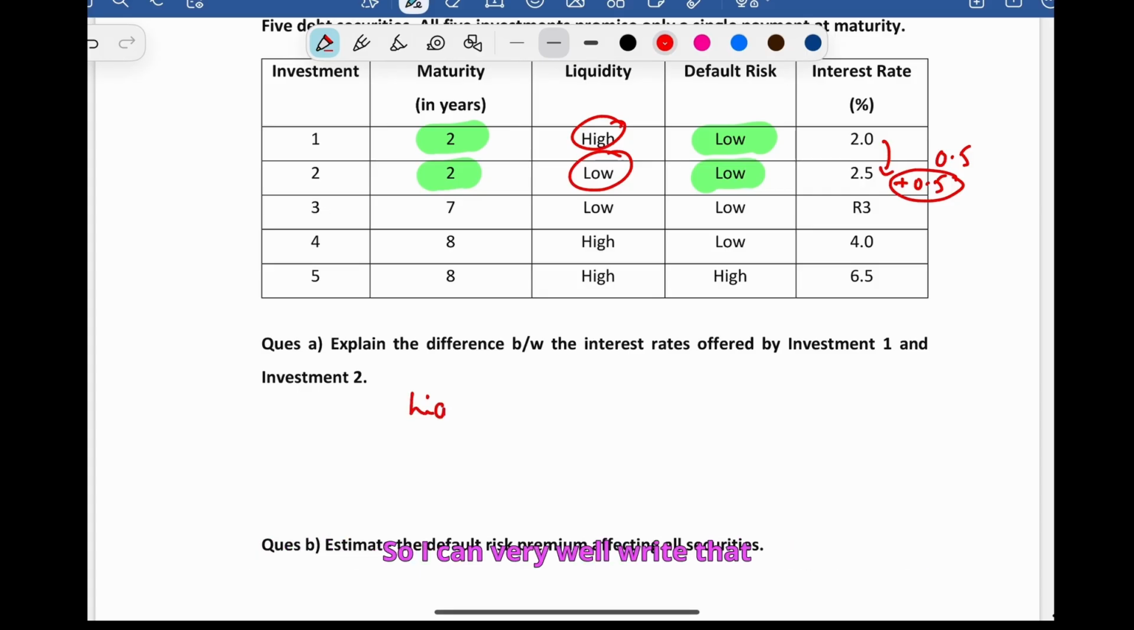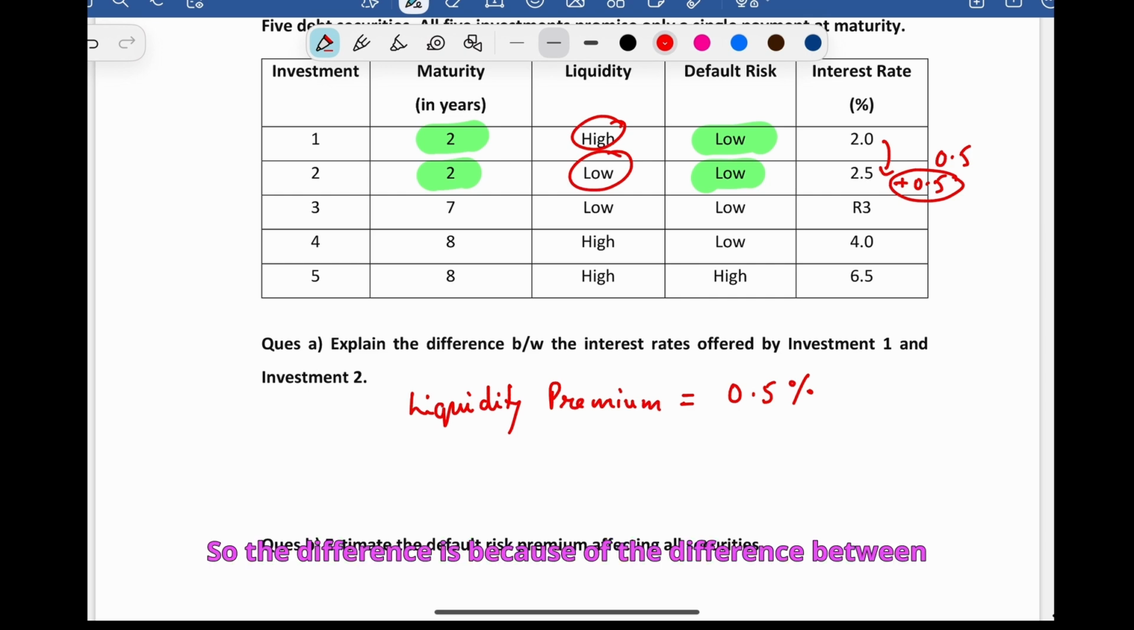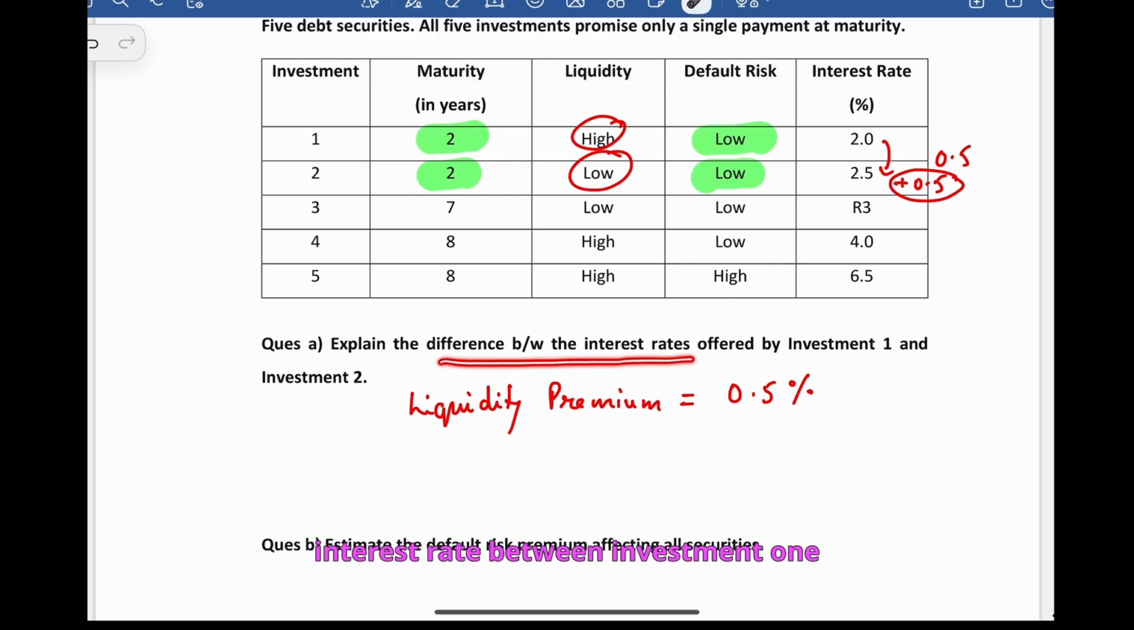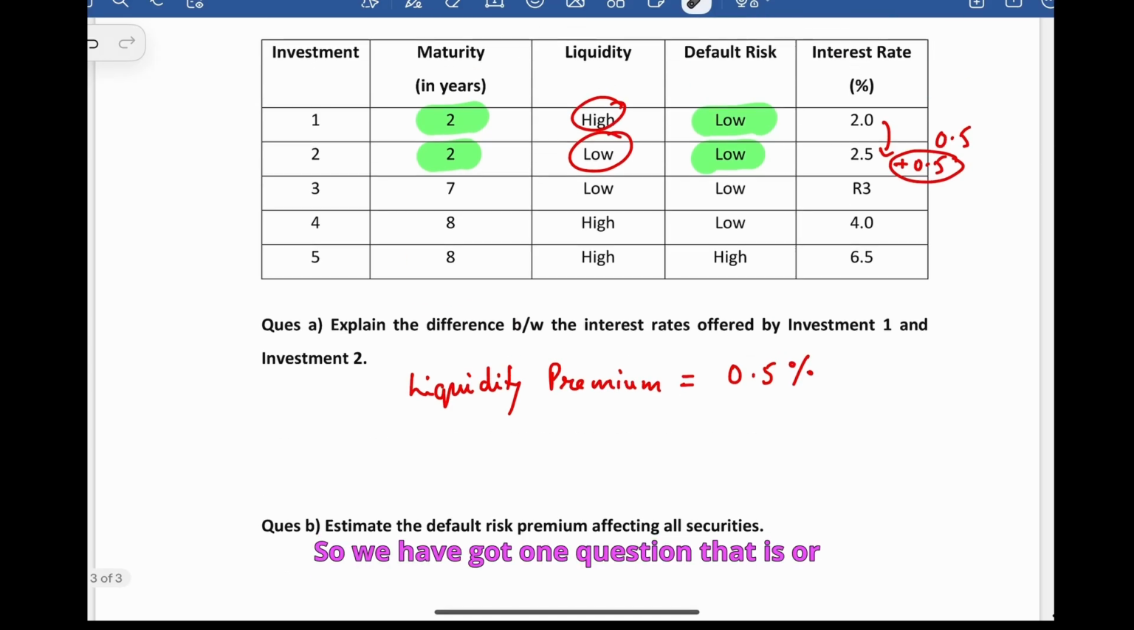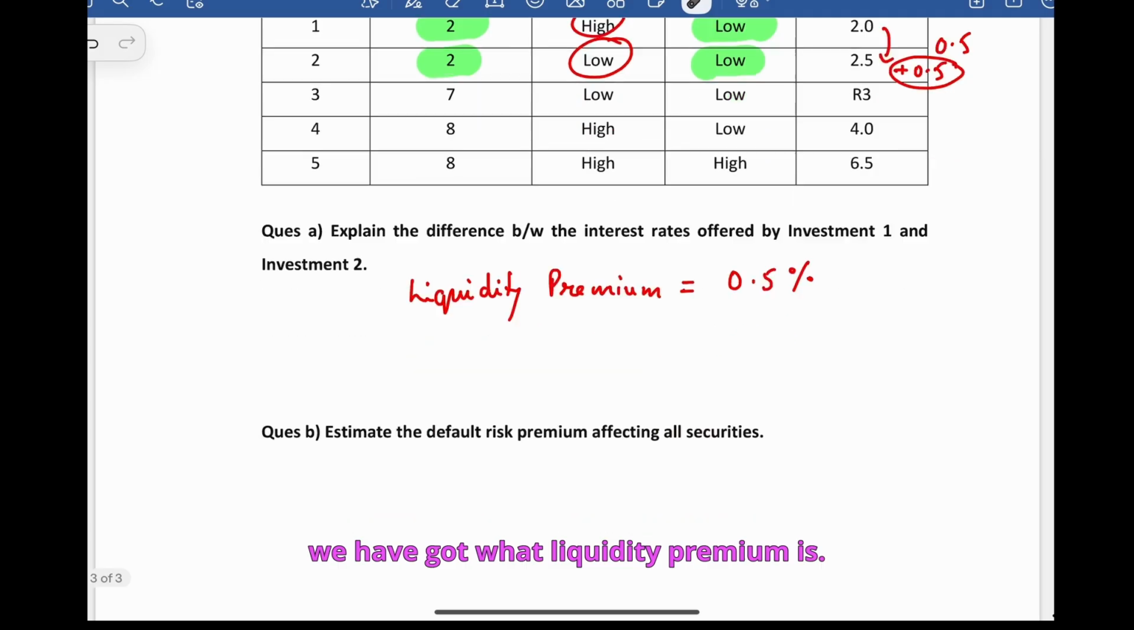So I can very well write that the liquidity premium is 0.5%. So the difference between the interest rates of investment 1 and investment 2 is because of this liquidity premium. Alright, so we have got the first answer, that is, what the liquidity premium is.